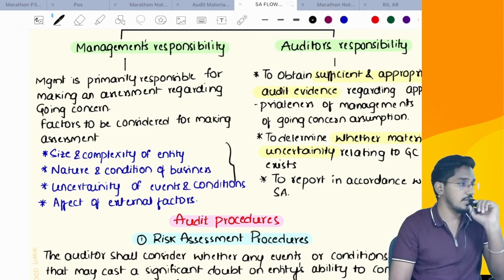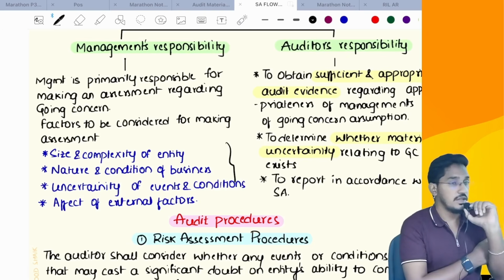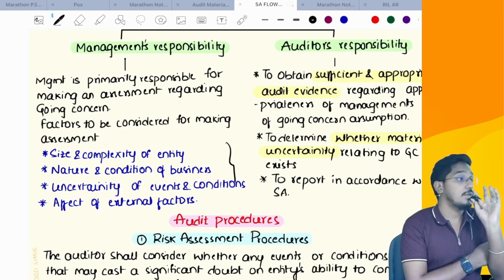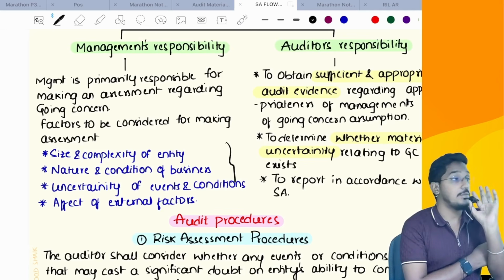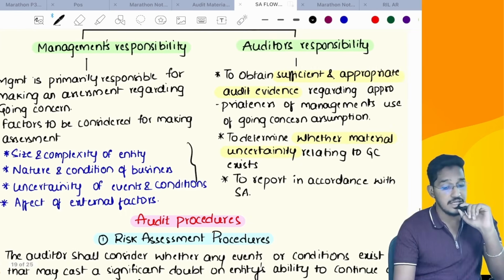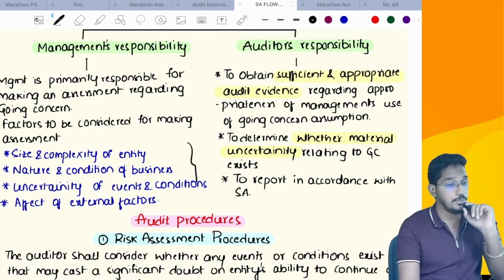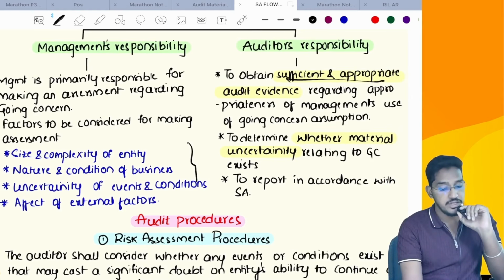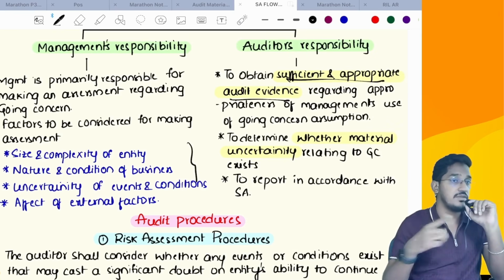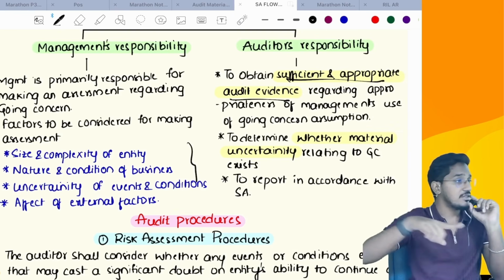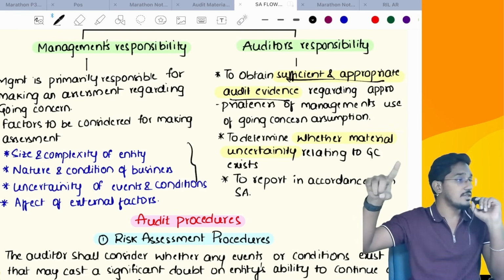Now, what is the auditor's responsibility? Till now we have seen management's responsibility. The auditor's responsibility is to obtain sufficient and appropriate audit evidence on whether the assessment management has done regarding going concern is appropriate or not. Like if the management says, yes, our going concern assumption is valid, we will continue for the foreseeable future, they are preparing the financial statements on going concern basis, they are continuing to value the fixed assets on historical cost.